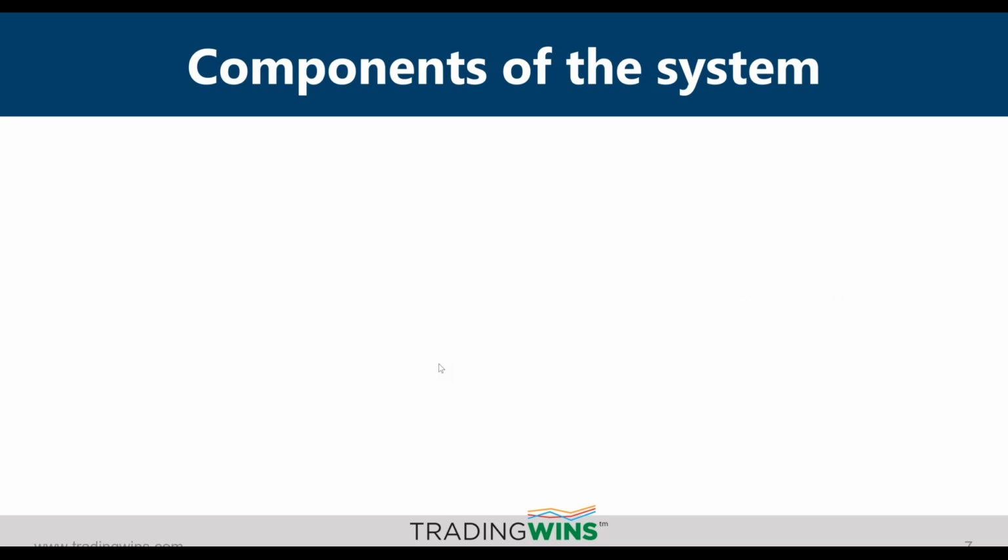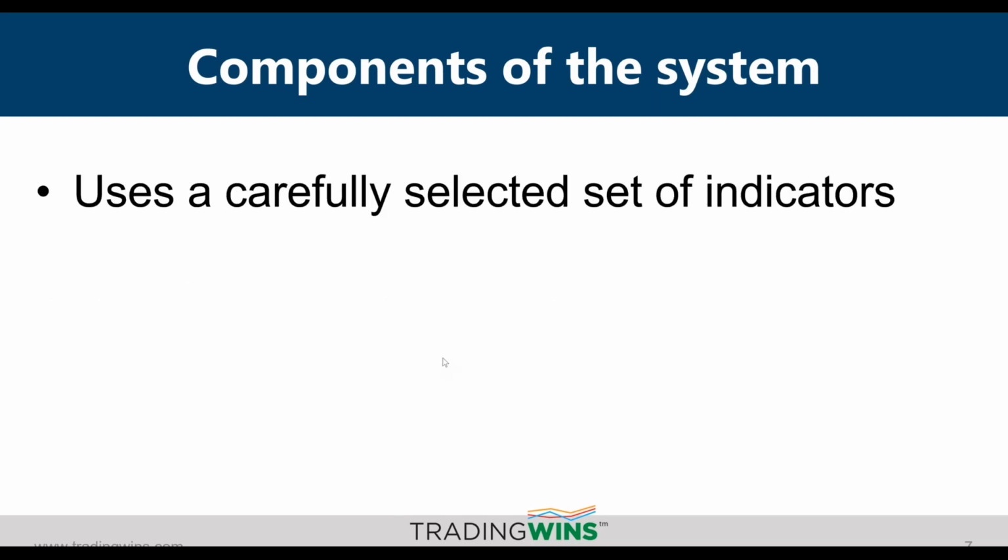Okay. Now let's talk about Voracity. Voracity is a system that is made up of a number of indicators and oscillators. It's a combination of them that when they line up at a certain point or a certain way, it gives us a very high probability of success with that trade setup.